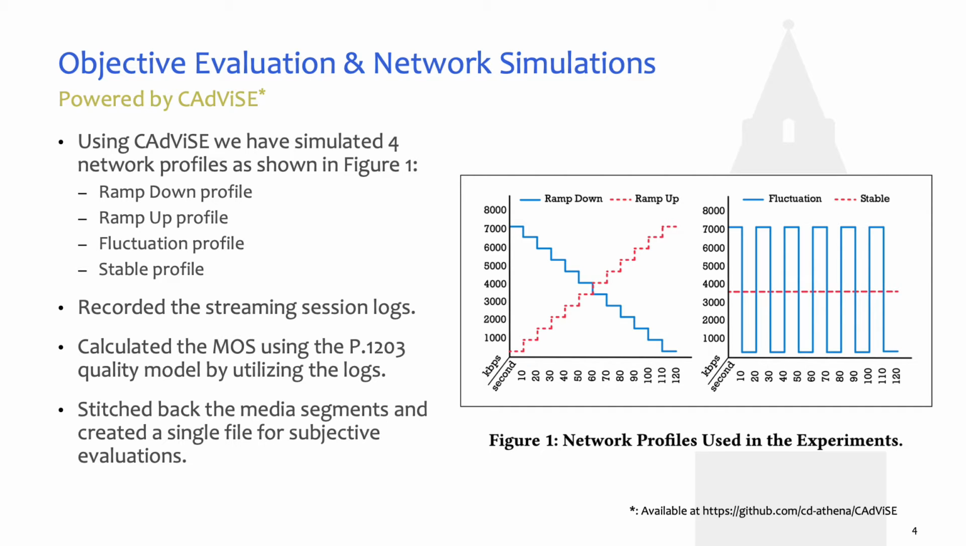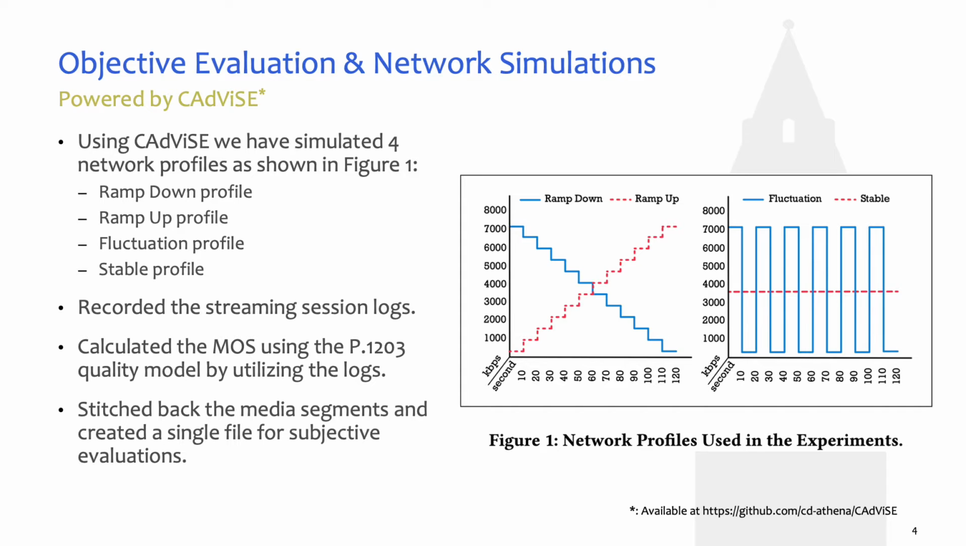Objective evaluations and network simulations. There are 4 different network profiles that we have used in our experiments in this paper. Ramp down profile, which is shown on the left side of the figure 1 with a blue line, mimics a network profile in which the available bandwidth starts from highest possible bitrate and gradually reaches to the minimum available bandwidth. The highest amount is around 7,000 kilobit per second, and the steps of reducing bandwidth here is 10 seconds. Also, the minimum available bandwidth in this network profile is around 250 kilobit per second.